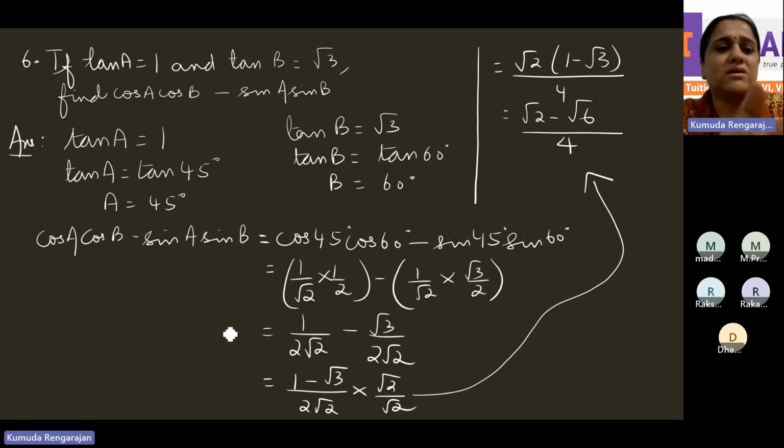It's very simple. I've told you when the value is a standard value, you can bring the angle from the table. Tan A is equal to 1. And you know, against tan, what are the values you have? You have 0, you have 1 by root 3, 1, root 3, not defined. All these angles you can get. So tan A is 1. That means A is 45 degrees. Tan B is root 3. That means B is 60 degrees because tan 60 degrees is root 3.